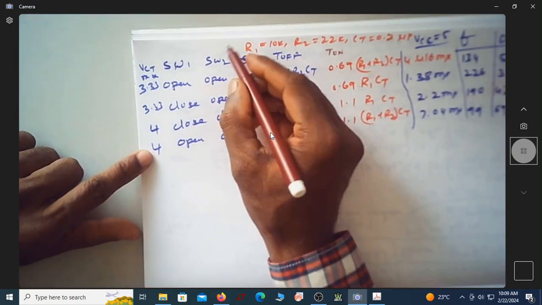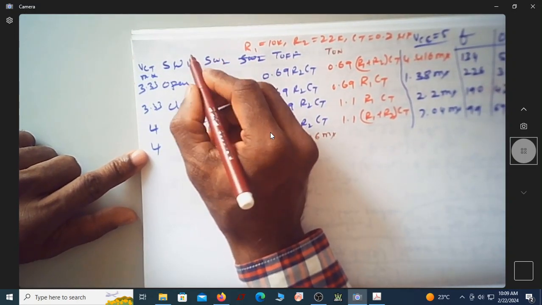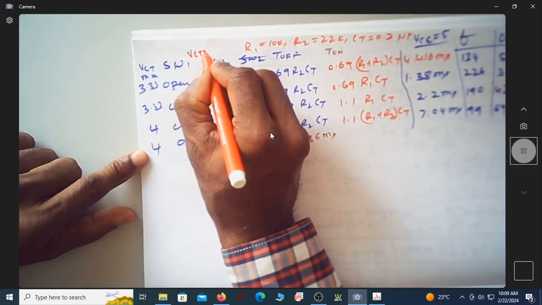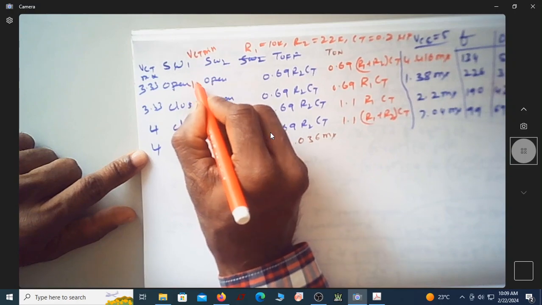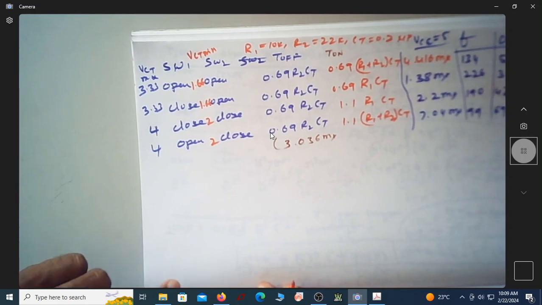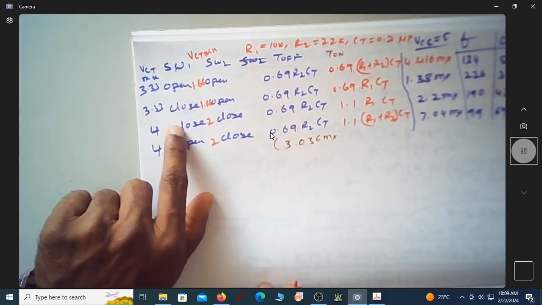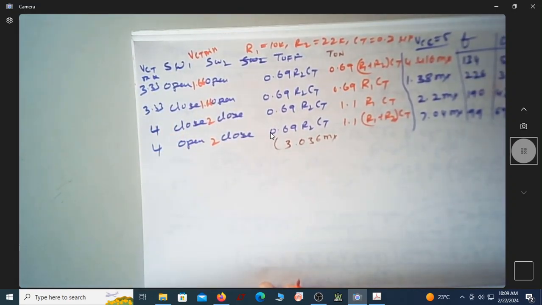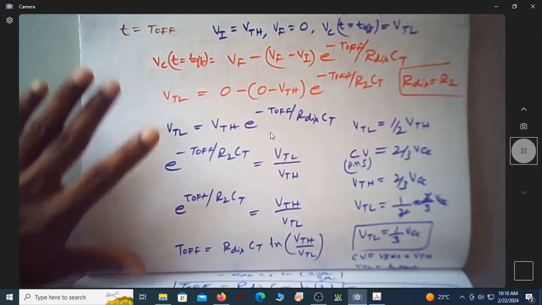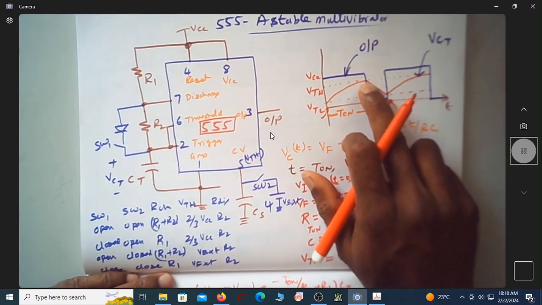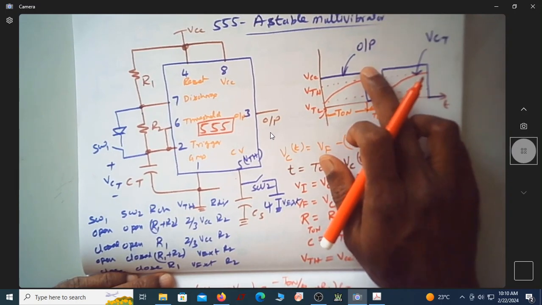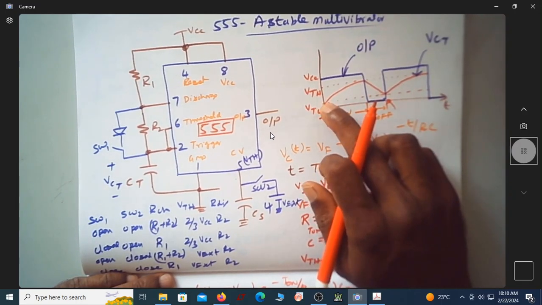If you write VCT minimum, it will be 1.66, 1.66, 2 volt, 2 volt. This is half of this, because the capacitor voltage always swings from VTH down to half. This is your capacitor voltage VTH, and this is your minimum capacitor voltage. The maximum is either 2/3 VCC or 4, and the minimum is 1.66 or 2 volts.